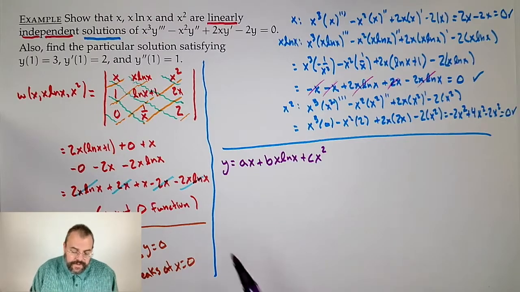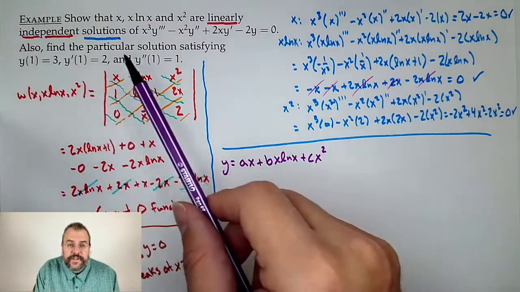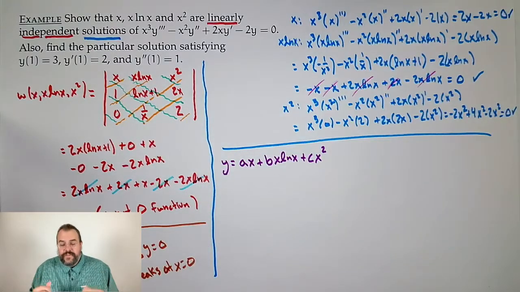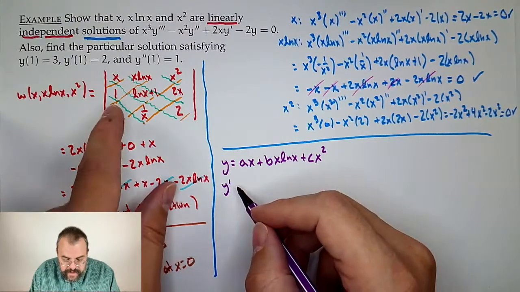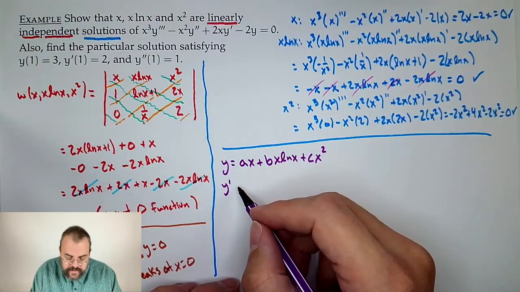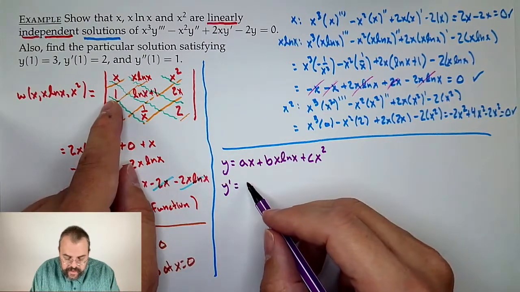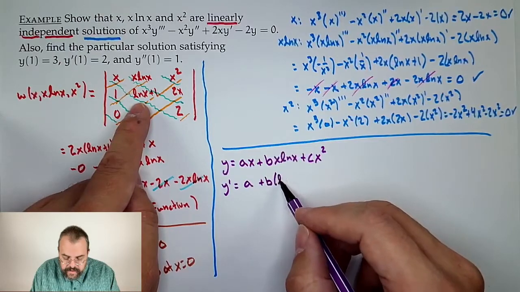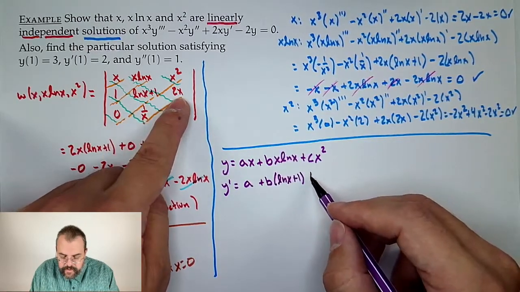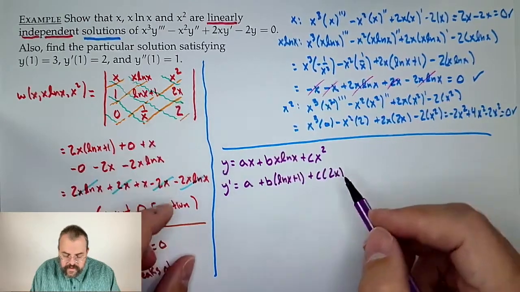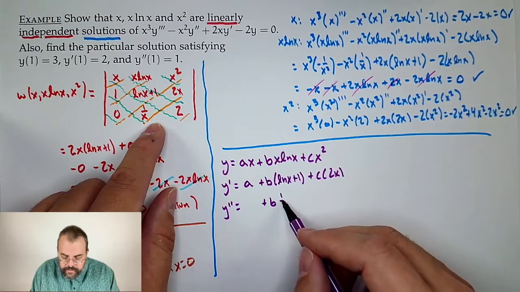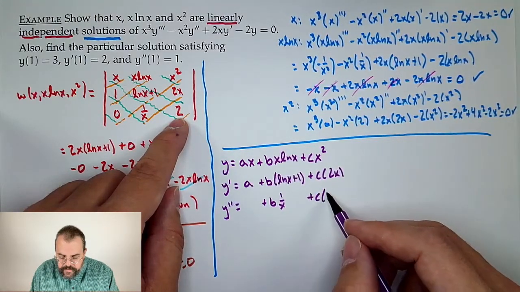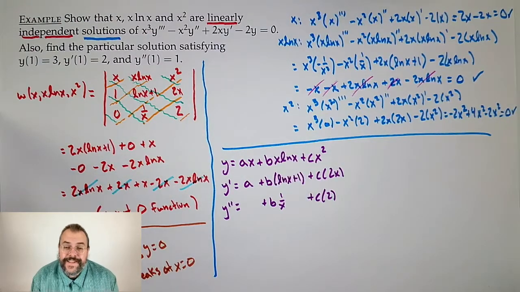Well, to do that, we're going to be using our initial conditions. And initial conditions involve y prime and y double prime. So let's take a second and find y prime and y double prime. This is a case where we have the derivatives and the second derivatives, so we can make it not too hard on ourselves. It's a times 1 plus b times (log x plus 1) plus c times 2x. And then y double prime, well, we get a times 0, so that just goes away. B times 1 over x, and c times 2. All right, there's our 3 derivatives.